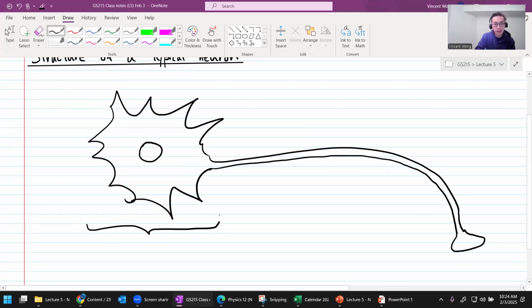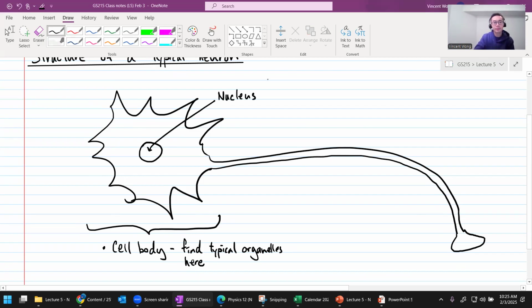Okay, so first of all, this here is the cell body. You would find typical organelles here. So the mitochondria, the endoplasmic reticulum, all those things you will find in the cell body. And over here in the middle, we have, of course, the nucleus. The main function of a neuron is to pass on electrical signals, right? So it has to receive an electrical signal from one end and then pass it on the other end.